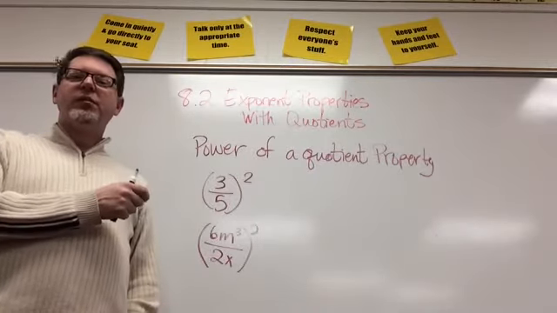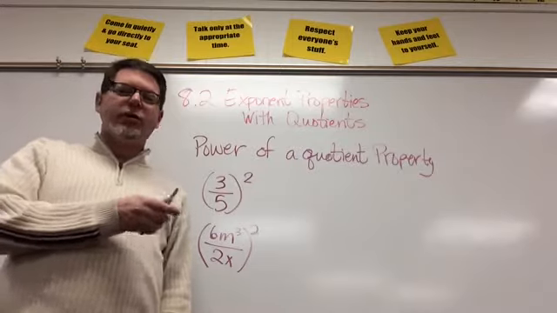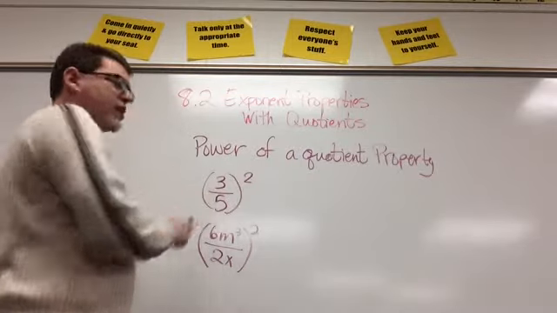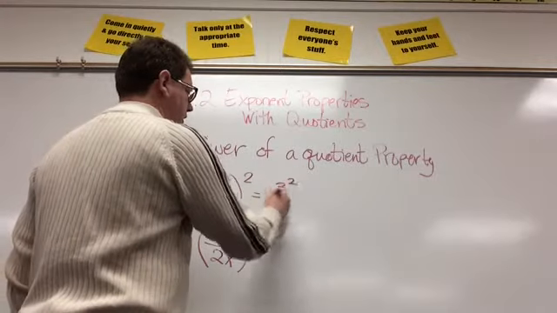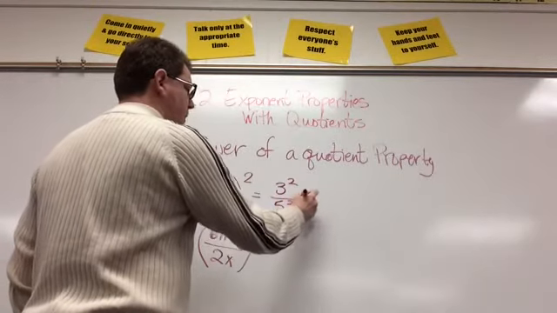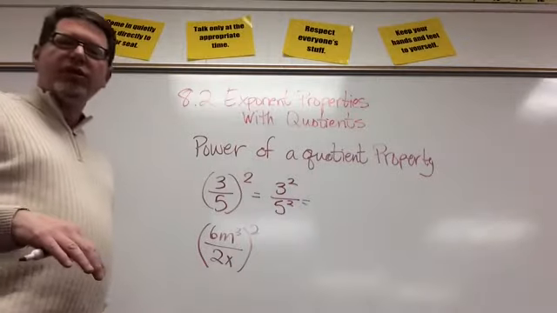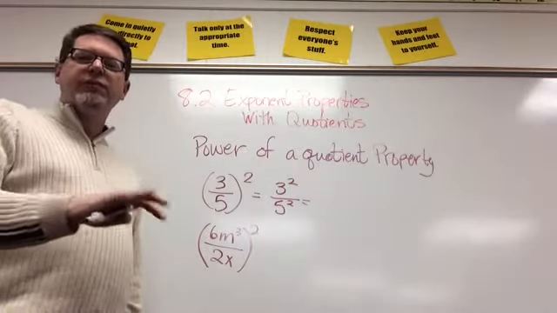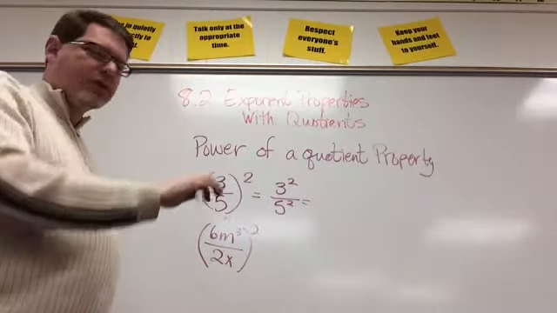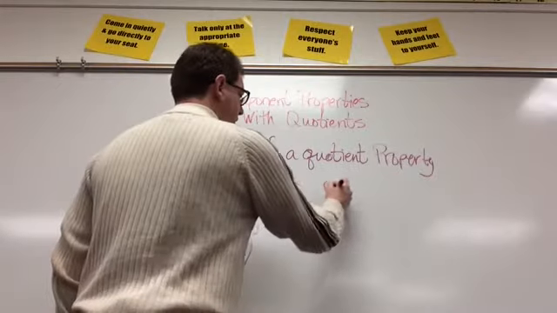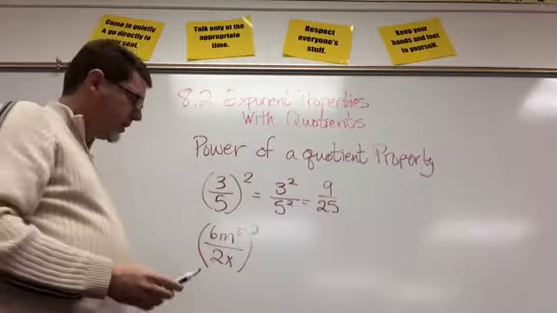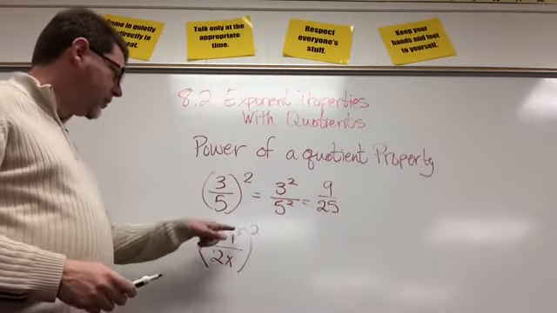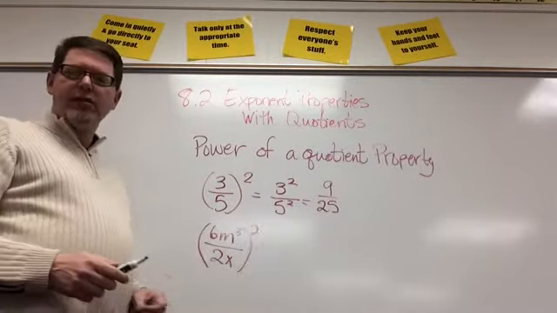Here are two more examples that deal with the power of a quotient property. If I have 3/5 squared, then I'm going to square the 3 and then square the 5. And depending on what the instructions ask you for, whether it's to simplify or to solve it, then you could have 9 over 25. But either of those answers would be right. Now let's look at the next example, 6m cubed over 2x squared.